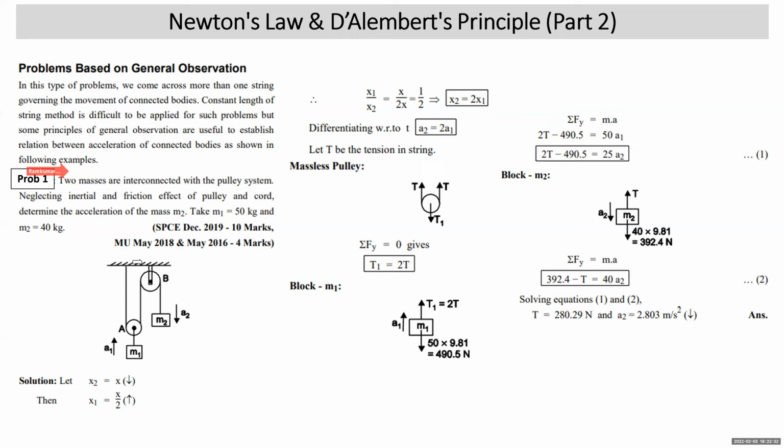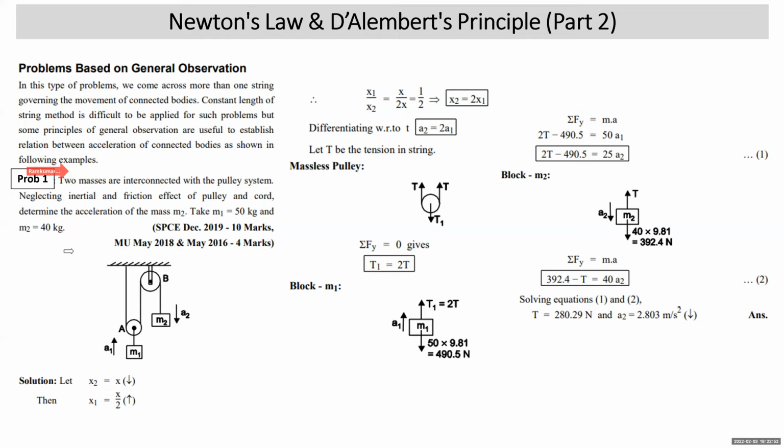Two masses are interconnected with a pulley system. Neglect internal friction effect of the pulley. That means the pulley is frictionless. If the pulley is frictionless, the tension in the string on the two sides will be the same. And determine the acceleration of mass M2. He's asking the acceleration of mass M2, that is A2 is basically required, right? M1 is 50 kg and M2 is 40 kg.